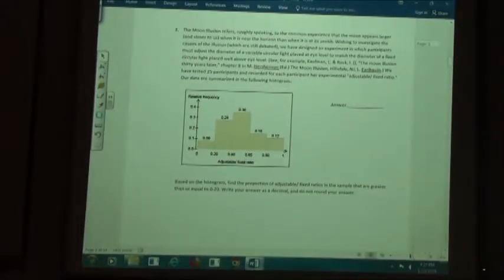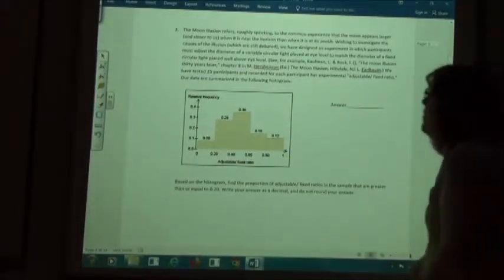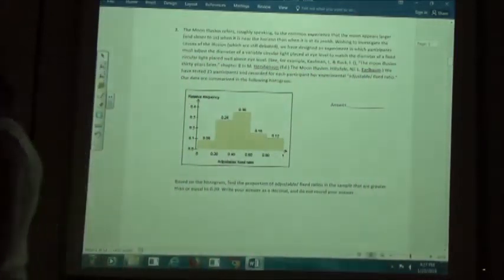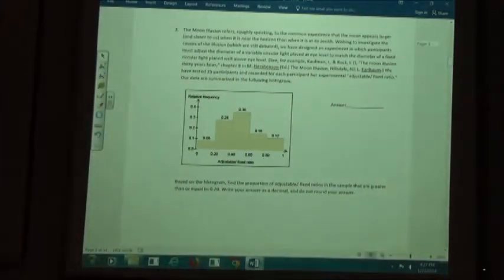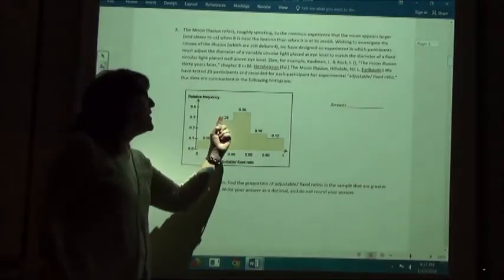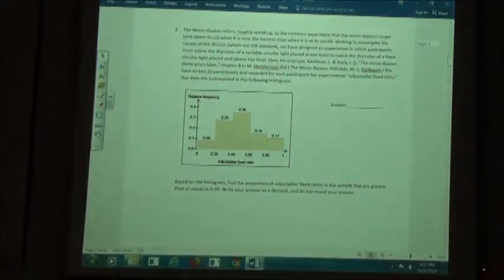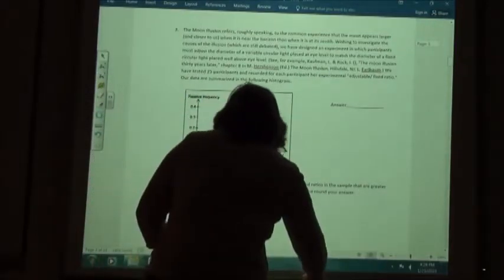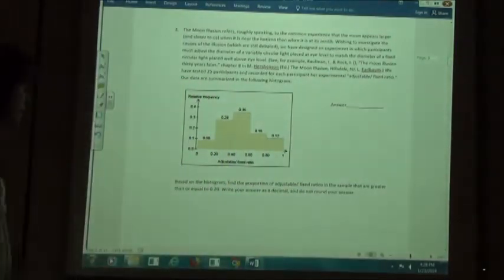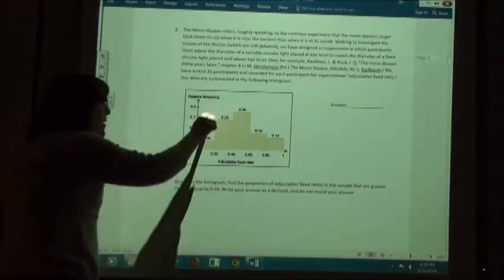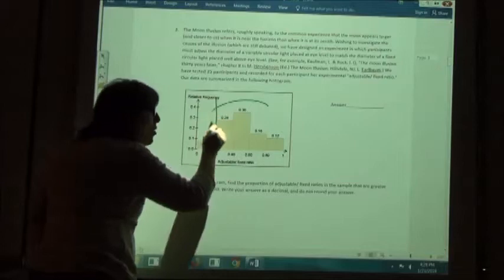So number 3. Number 3, we still have our moon illusion problem. They just wrote the table a little bit differently. This time, notice they wrote the percentages above them instead of the total number. So instead of having to find the percent, all we're really going to end up doing is adding. We want to find the proportion of ratios in the sample that are greater than or equal to 0.2. So in other words, I want all of these.